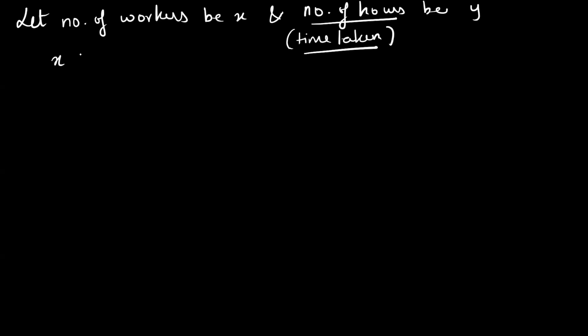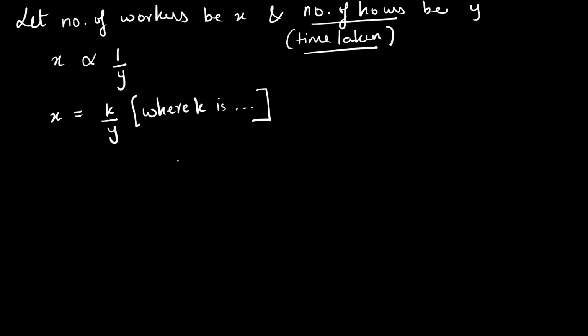X varies inversely as Y, so we'll write it as X varies as 1 upon Y. X is inversely proportional to Y, or X varies inversely to Y. The symbol we can call variation. Next step: then X is equal to K upon Y, where K is the constant of variation. वो पूरा लिखना सब लोग.